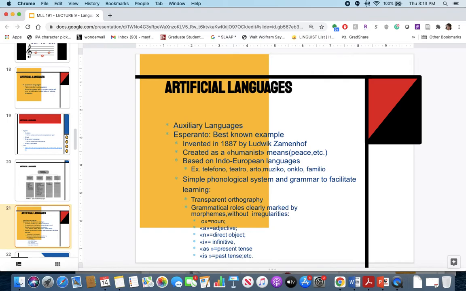And it's based on some of the Indo-European languages. So, telefono, teatro, arto, musico, anglo, familio. So as an English speaker, you can kind of pick up on some of these words already. A very simple phonological system, very simple grammar, right? Very easy to learn, and so it doesn't take as much time at all. The rules, right? They don't have irregular words. You just add an O for a noun, or an A for an adjective, and so you're able to kind of figure out based on these rules what this word means.